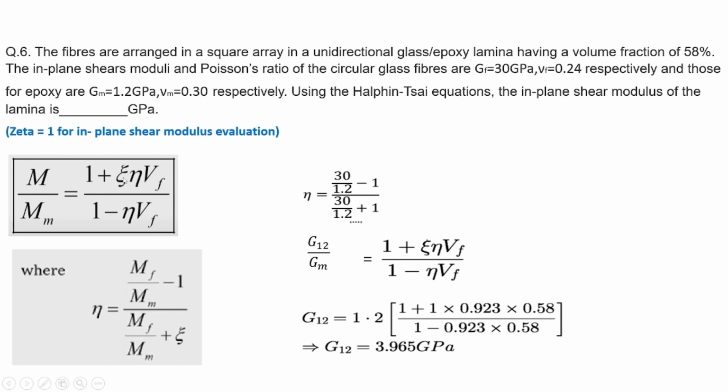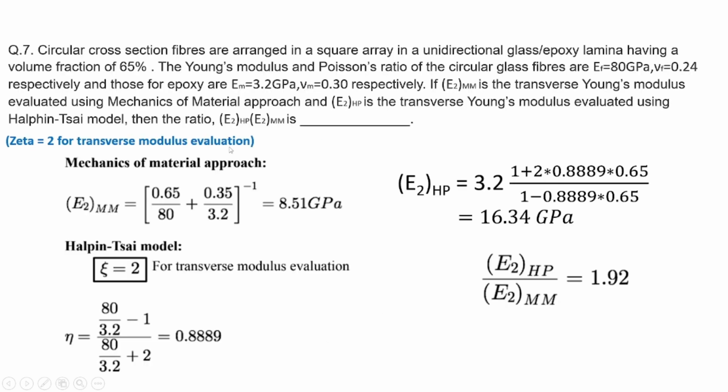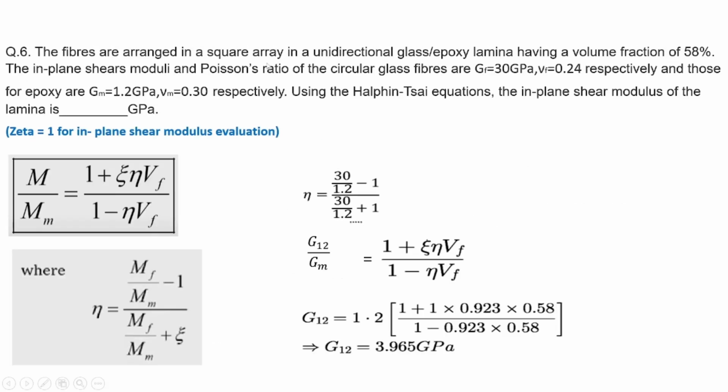and zeta is a reinforcement factor, which for in-plane shear modulus evaluation we consider equal to 1, and then we have given the equation of eta in terms of the modulus of fiber and matrix and zeta. So we have to take care of this point that zeta value will be 1 for in-plane shear modulus evaluation. Okay, and for transverse modulus it is equal to 2. So as this question asks to find the in-plane shear modulus, zeta we will consider as 1.